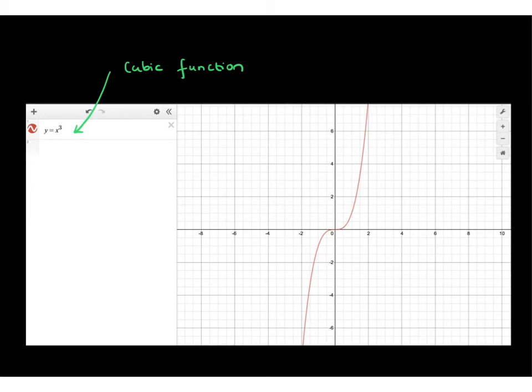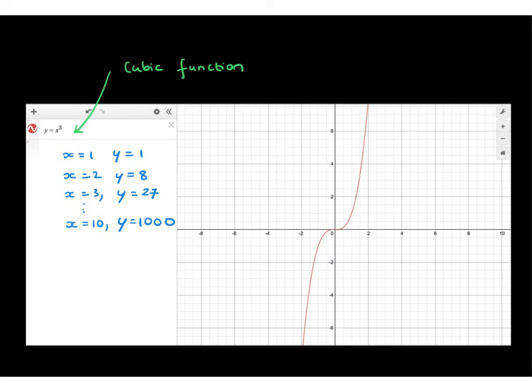if your x value is 1, your y value is 1 cubed, which is just 1. If your x value is 2, your y value is 2 cubed, which is 8. x equals 3, y equals 27. As you can see, the numbers start to become very, very large. If you go up as far as 10, for instance, 10 cubed, we have 1,000, which would be a very, very steep part of the graph.